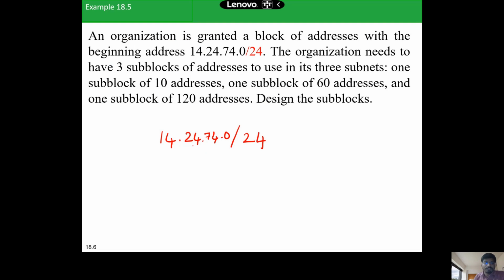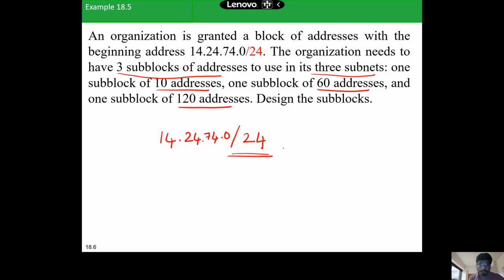Okay, now what the organization wants to do is, given this particular /24 block, split it up into 3 subnets. So he wants to have 3 subblocks of addresses. Let us look at the requirement of these 3 subnets. One subblock requires only 10 addresses. Then the other subblock needs 60 addresses. And the third subblock basically needs 120 addresses. Right? So given this question, how will you go on to design the subnets or the subblocks? That's basically the critical idea here.